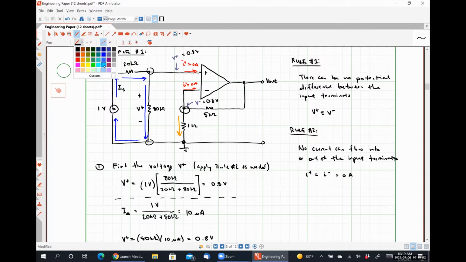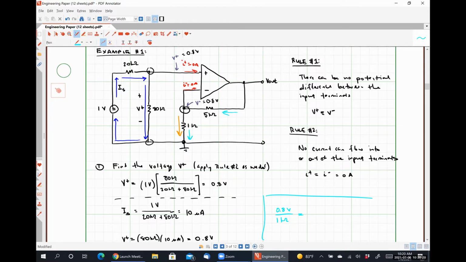Let's work it, this guy and this guy. We'll do it over here as a quick aside, right? So the current flowing down doesn't change. That would be 0.8 volts divided by 1 kilo ohm. And that would be equal to, so that's the current leaving the node.